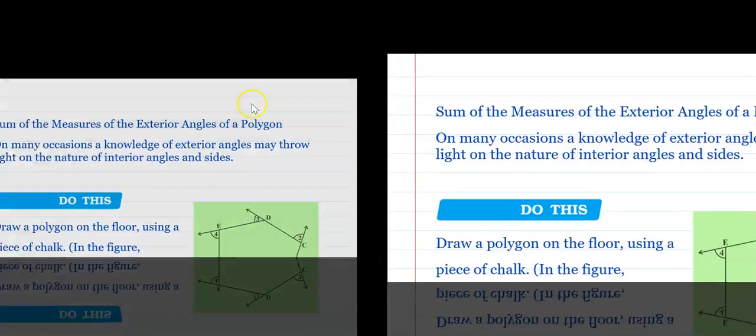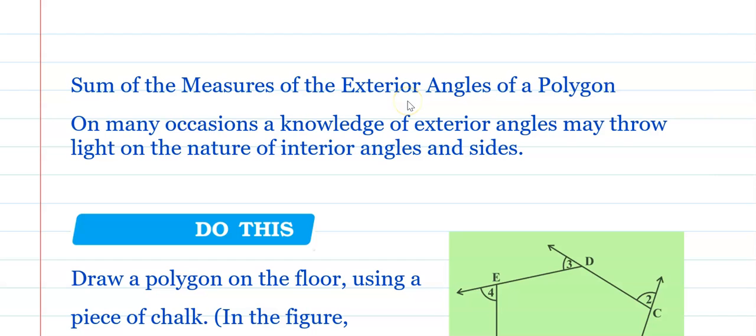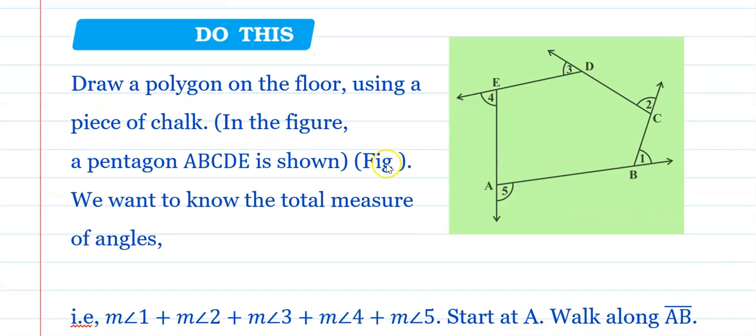Sum of the measures of the exterior angles of a polygon. On many occasions, a knowledge of exterior angles may throw light on the nature of interior angles and sides. Now do this: draw a polygon on the floor using a piece of chalk, as in the figure, a pentagon. It has 5 sides, as shown in the figure.